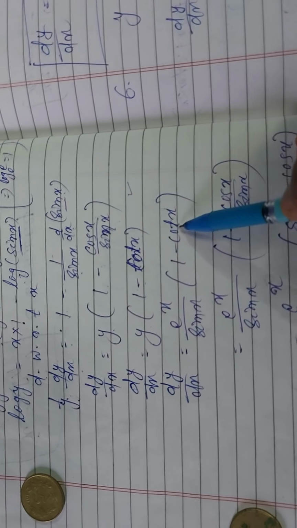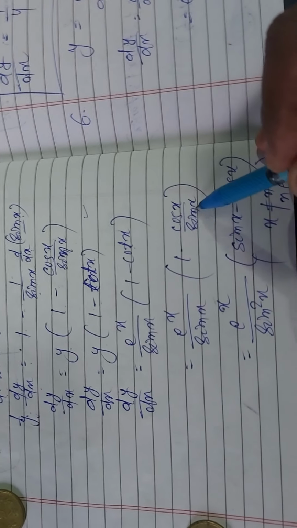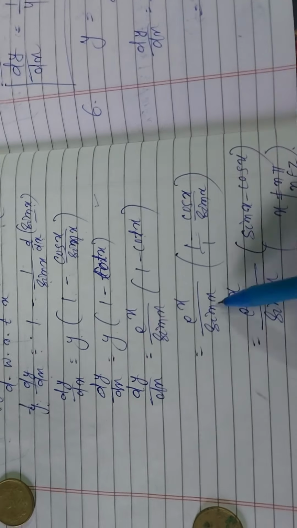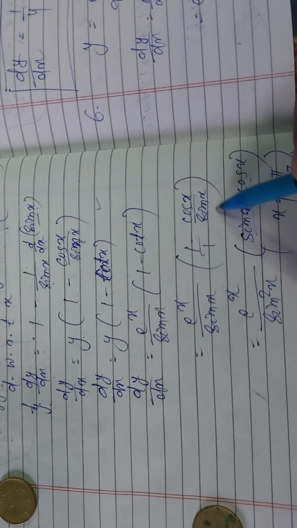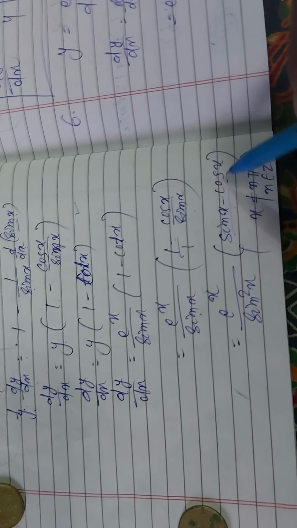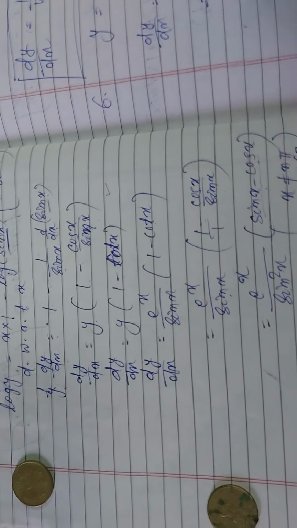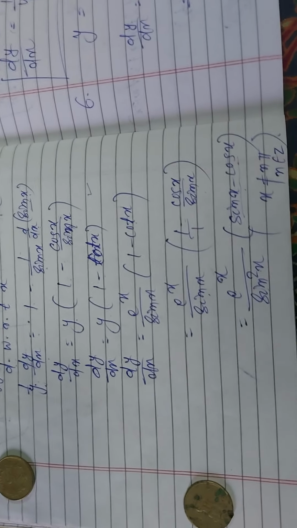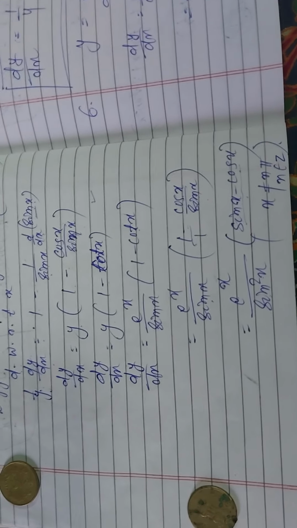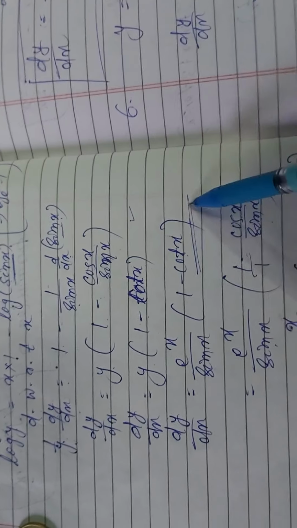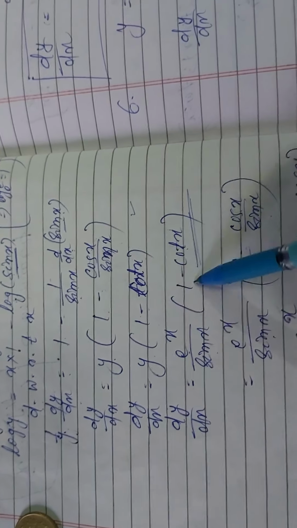If you want to simplify further, in place of cot x write cos x by sin x. Taking the LCM, it will be sin x minus cos x over sin x, giving e power x by sin square x into sin x minus cos x. Students listen, our main aim is to differentiate the function with respect to x, so try to simplify till the last. If we just leave it here, it is also true: e power x by sin x into 1 minus cot x.